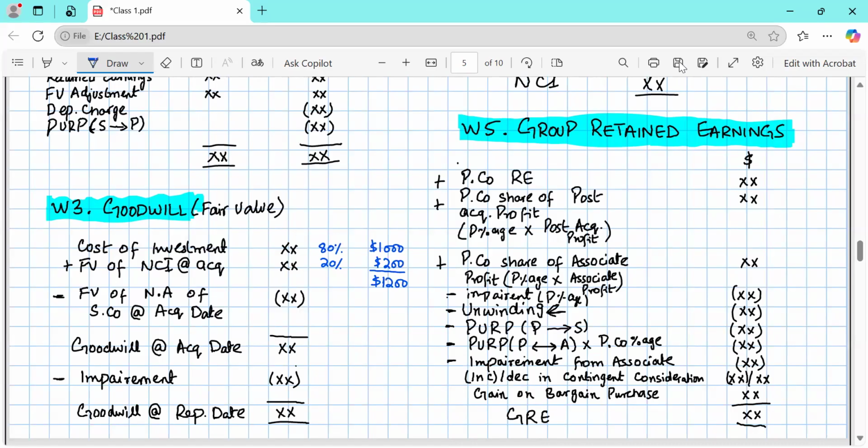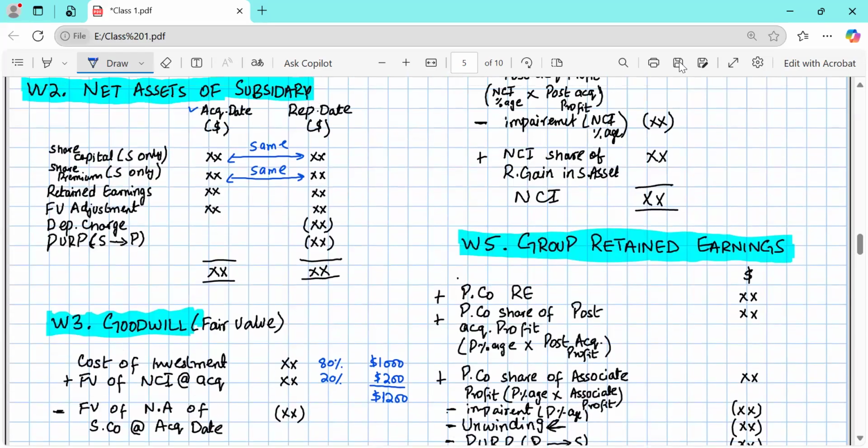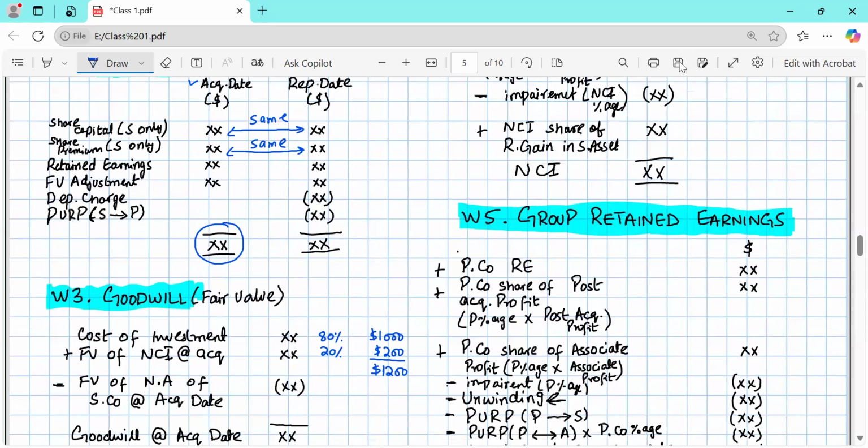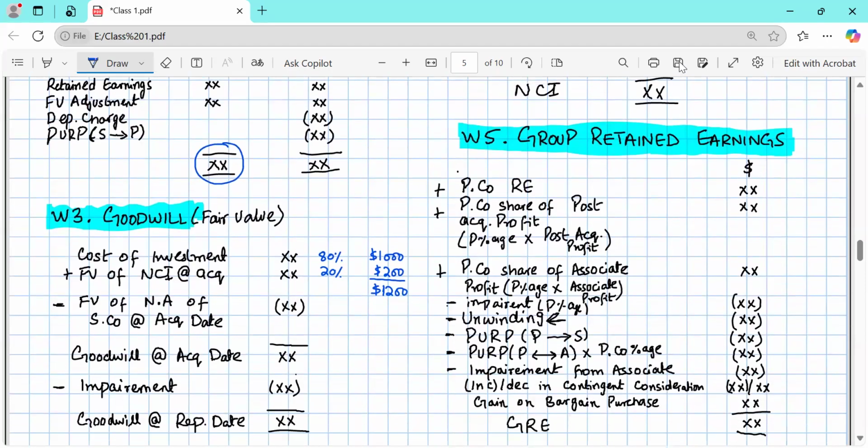You will deduct the fair value of net assets of the subsidiary company at acquisition date from that. What is the market value of the assets of the subsidiary at acquisition date? You will deduct that. Let's say the market value of the net assets of the subsidiary at acquisition date is 800. So the difference that you will get is goodwill.